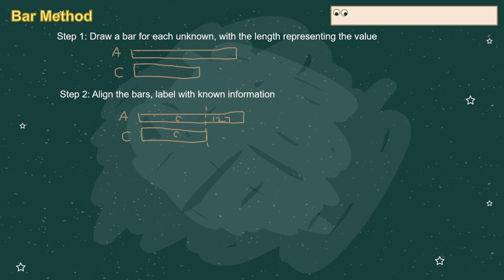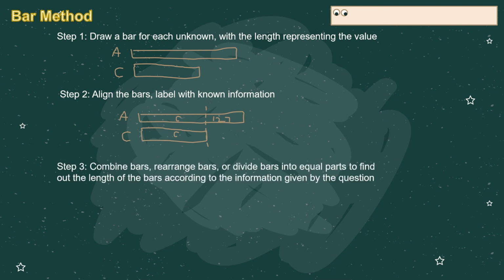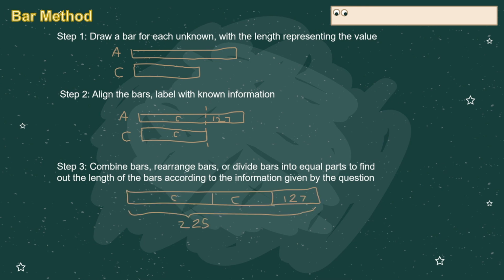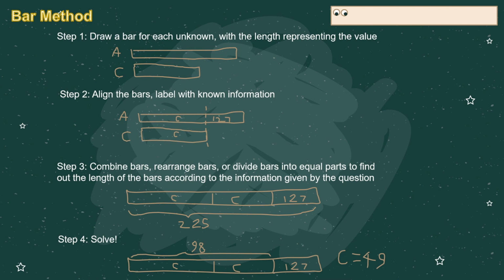Next, perform your operations necessary, combining bars, rearranging the bars, making new bars from old bars, or dividing the bars into equal parts, etc. And find out the length of different parts of the bar using the information given in the question. And finally, with enough information, you will be able to find out the length of the bar you're interested in, giving you the solution to your problem.